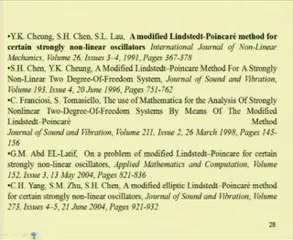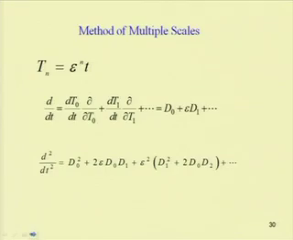So, in today's class we are going to study the method of multiple scales. In the method of multiple scales, we take different time scales for the solution of the governing equation of motion. So, here we take different time scales like this, that is T n equal to epsilon to the power n times t, where n equal to 0, 1, 2 and so on.